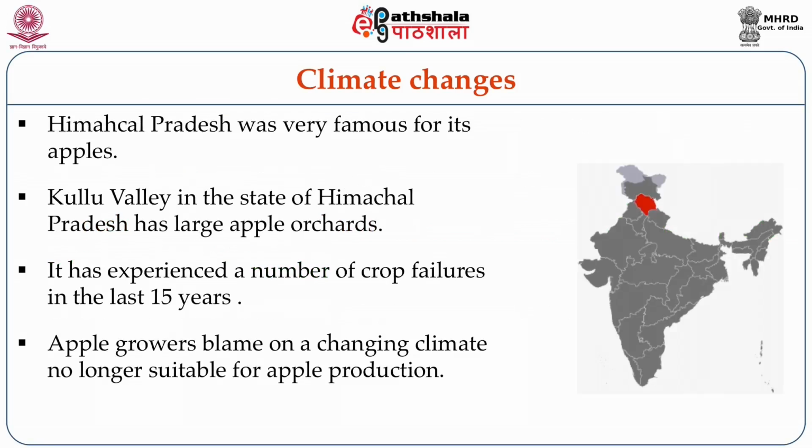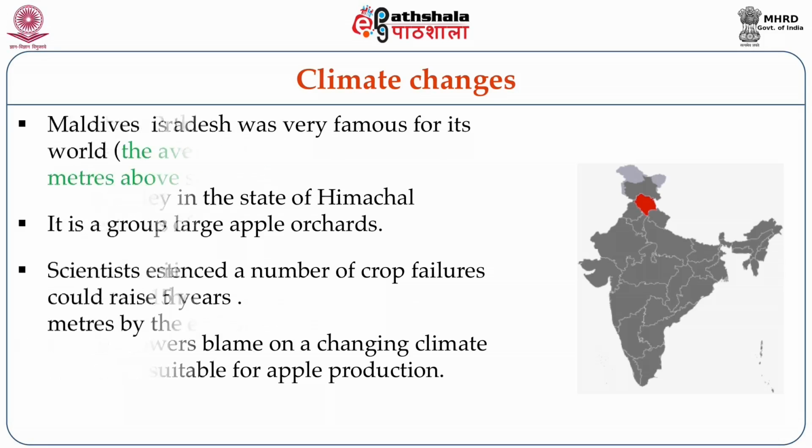Once upon a time, Himachal Pradesh was very famous for its apples. Kulu Valley in the state of Himachal Pradesh had large apple orchards. But in the last 15 years, there have been massive crop failures. Apple growers blame this on the changing climate. They believe that the climate now is too warm and cannot support apple production. They have changed to vegetable and fruit growing.